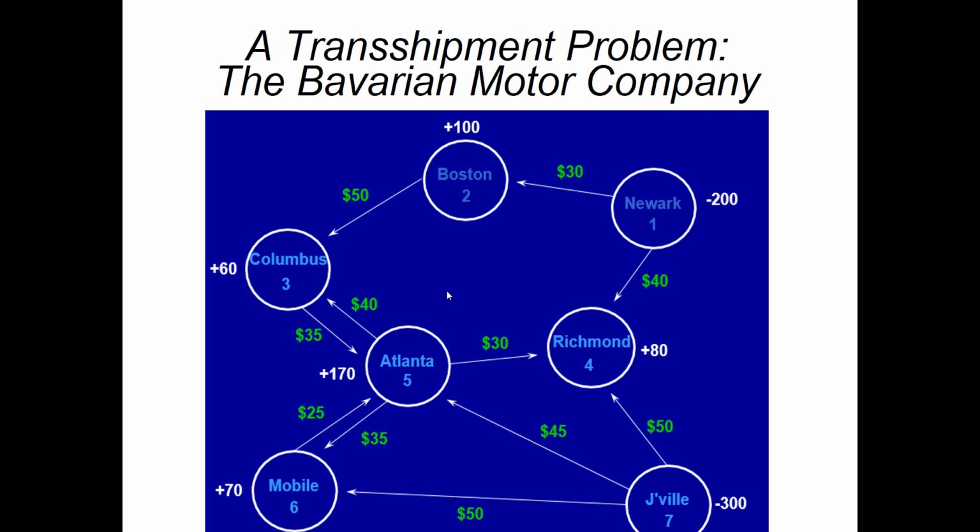In terms of the modeling, each of these arcs represents one decision variable. So the number of the decision variables in the network is the number of the arcs that we have. And remember that the direction of the arcs is very important.